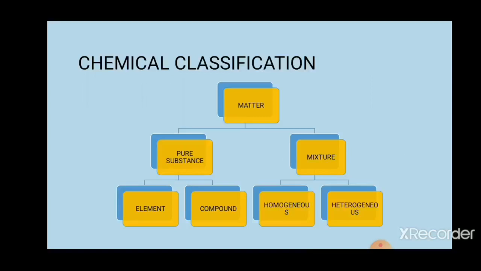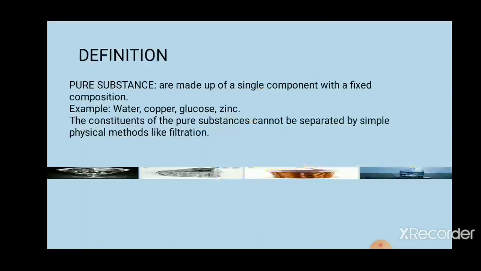Let us study one by one. First, what is pure substance? So I will repeat. Based on chemical classification, matter is classified into two categories. What are those? Pure substance and mixture. Now move on to the definition of pure substance. What is the meaning of pure substance? First I will define. Pure substances are made up of a single component.